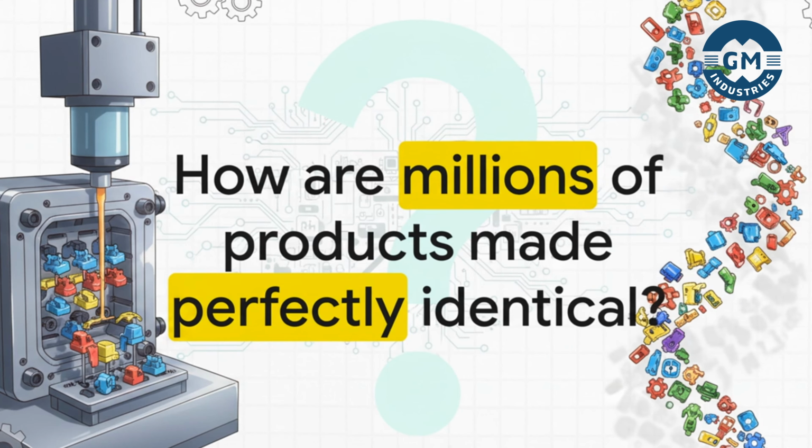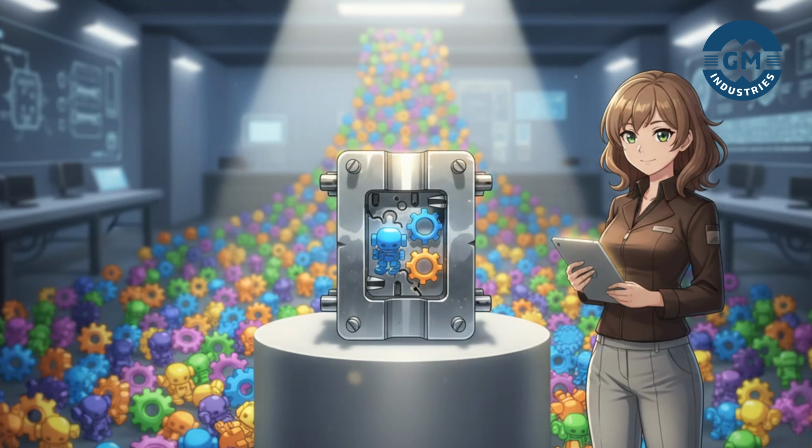How on earth do you make millions of phone cases or little toy bricks exactly the same, down to the tiniest detail? It seems like it should be impossible, right? But the solution, well, it's not complicated. It's just incredibly clever. See, here's the trick. The secret isn't about making a million perfect products one by one. It's about making one perfect template, a single master copy that you can use over and over and over again. And that template, that's the injection mold.